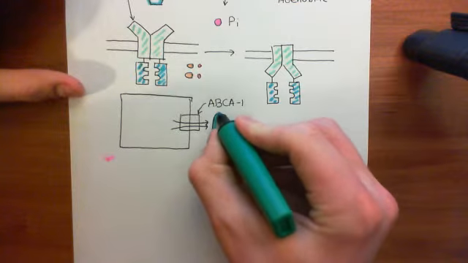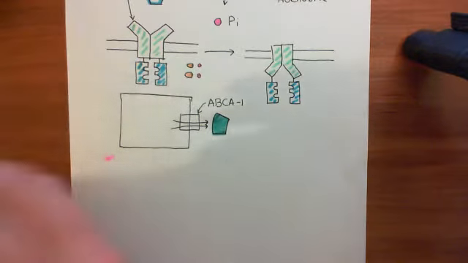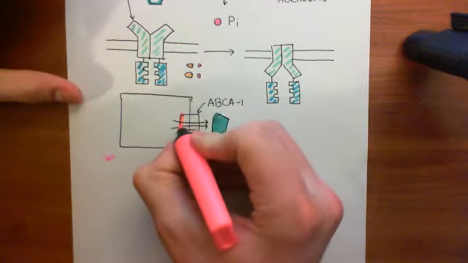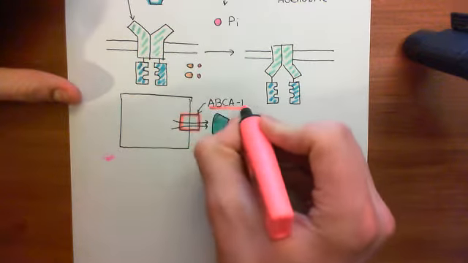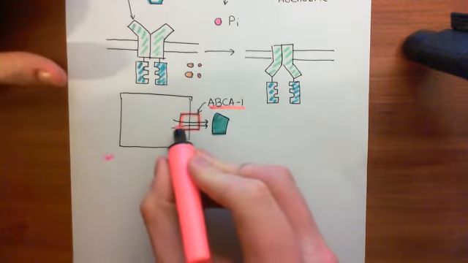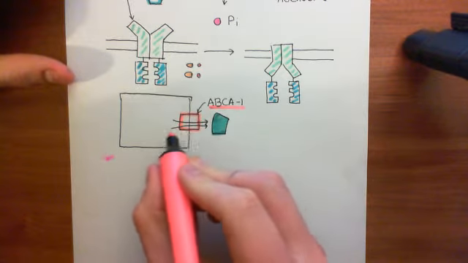So I'll colour in the ApoA1 here in turquoise. We'll have ABCA1 in red. Okay, so this is ABCA1. And I'm sorry, I didn't mean to imply that the cholesterol molecules and the lecithin molecules will be transported at the same time. They'll be transported separately.